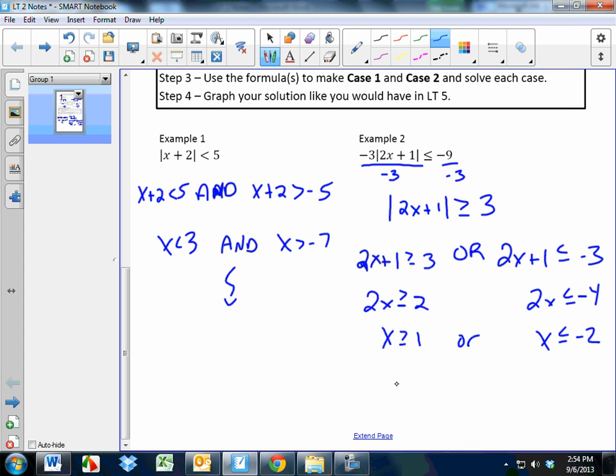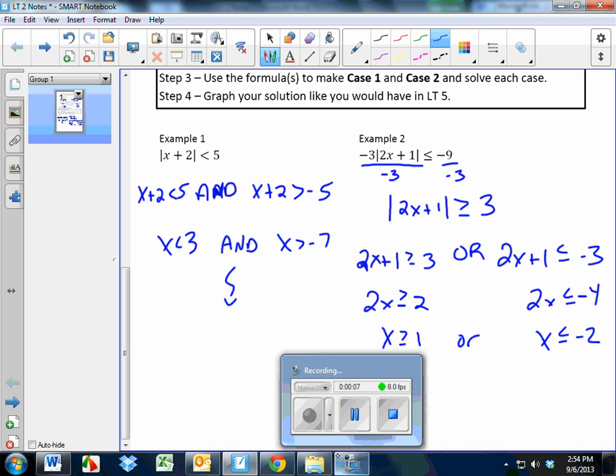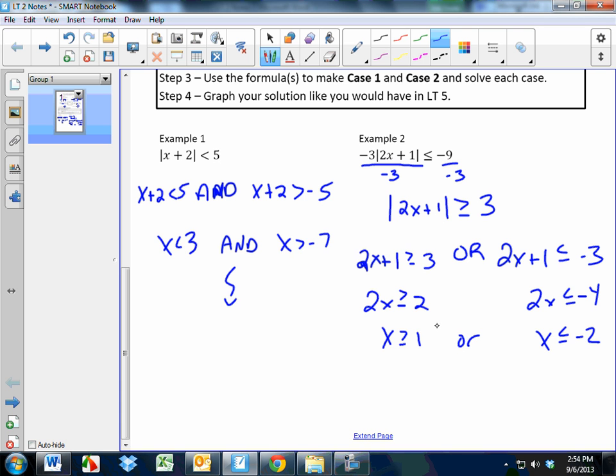What I've been referring to as union notation is also referred to as interval notation. So when you're doing Math Excel, remember that. But that's the end of the notes for Learning Target 2.